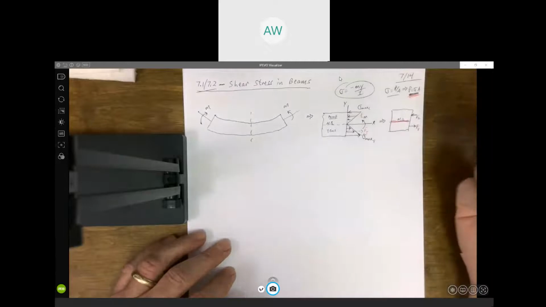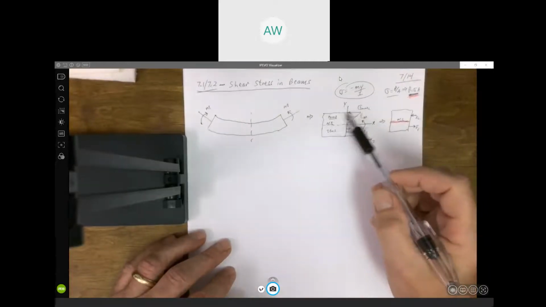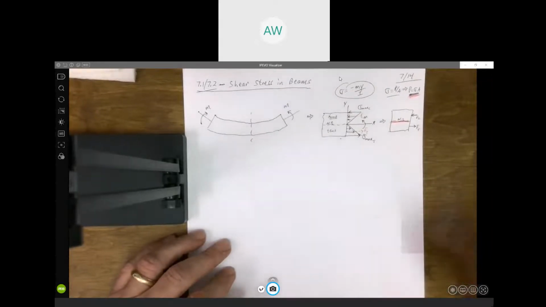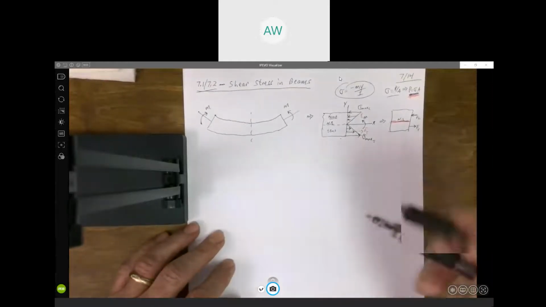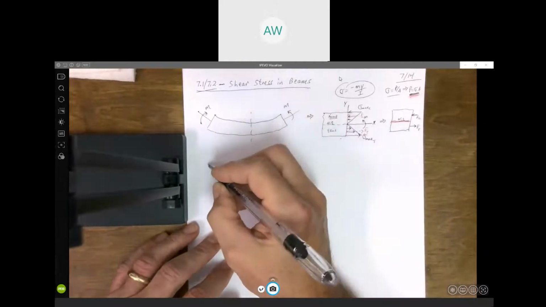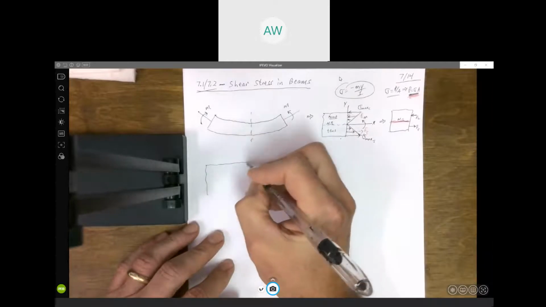And we'll see this later when we derive this formula. Shear stress is going to be 0 along the top and the bottom surface, but at any other surface, the shear stress is not going to be 0. So I'm going to draw a new picture. I don't want to get that one too cluttered.